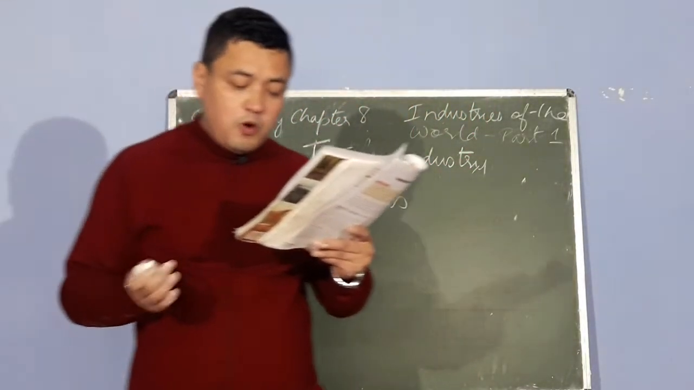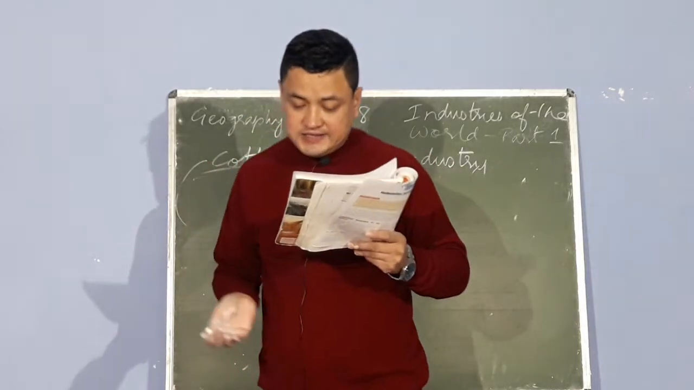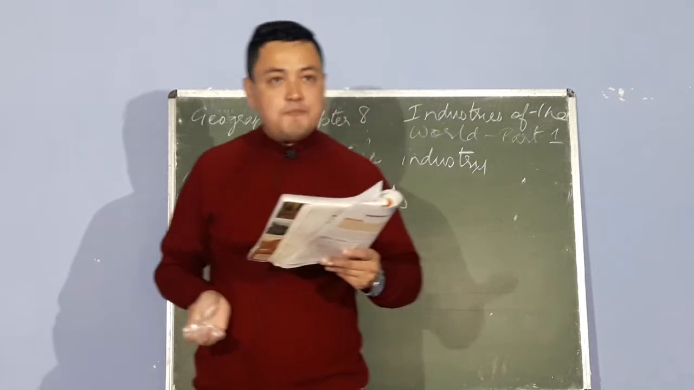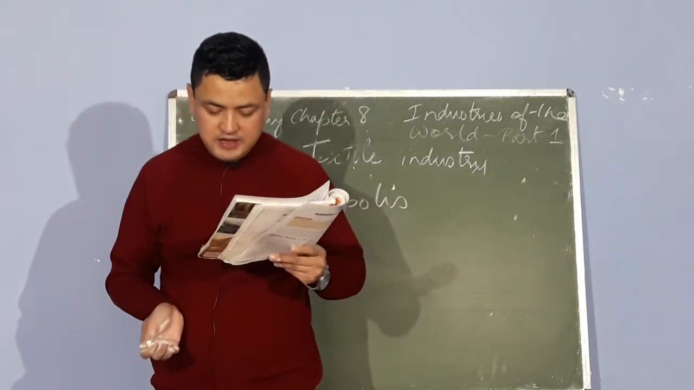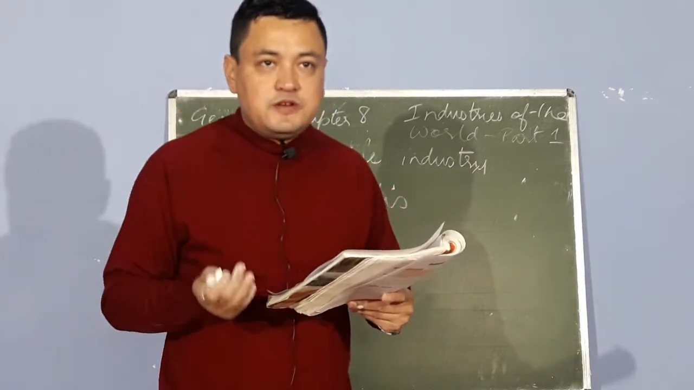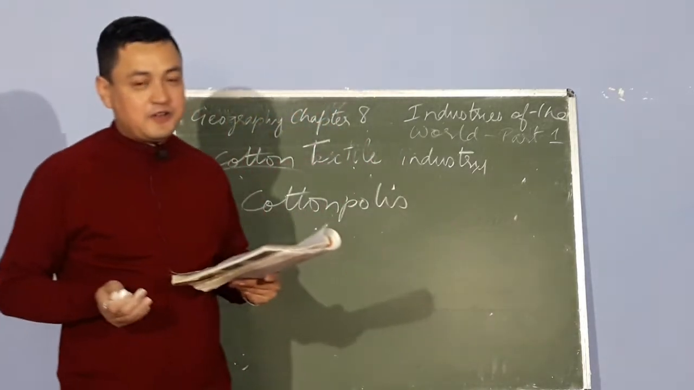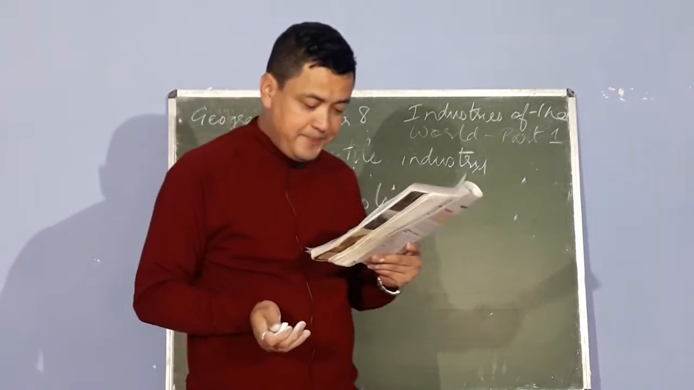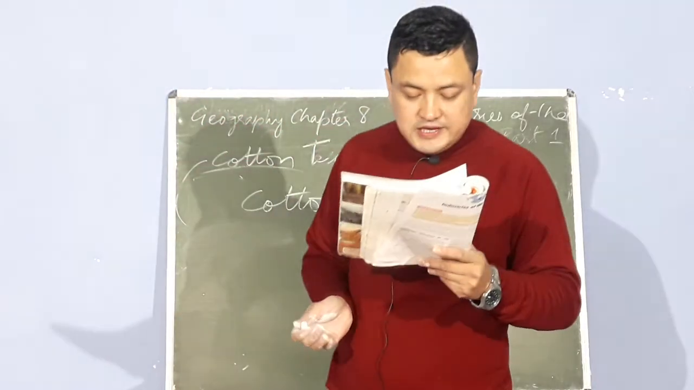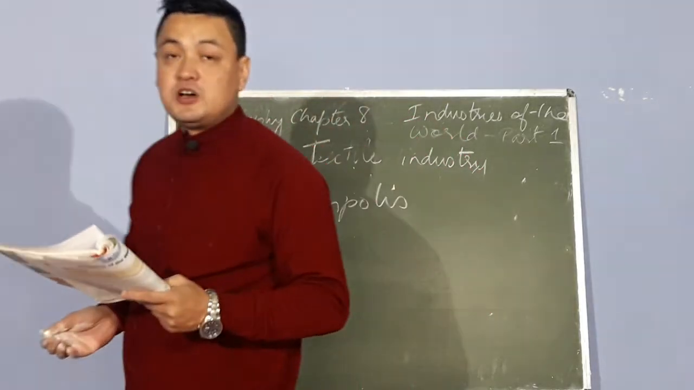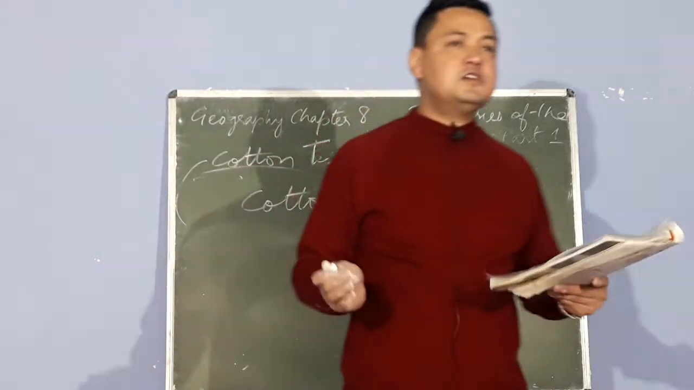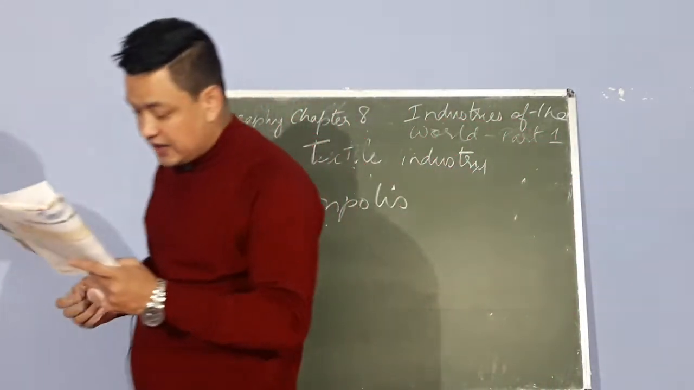Cottonopolis was a 19th century nickname for Manchester, as it was a metropolitan city and the center of first cotton industries. Are you getting my point? Therefore, Mumbai is also called Cottonopolis of India. And Coimbatore is popularly known as Manchester of India. So Manchester of India means it's a metropolitan city where the first cotton textile industries started.